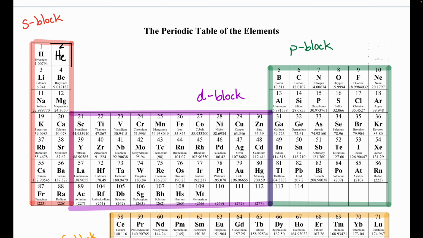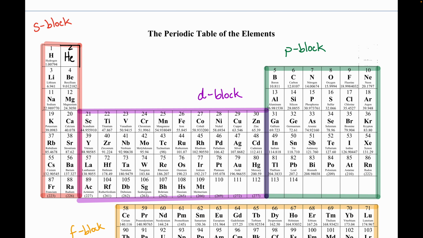All right, so for each block, I'm going to skip the F block just for saving time here, but I'm going to number my columns, 1, 2 for the S block. Starting over again, I'm going to count 1, 2, 3, 4, 5, 6 for the P block. And then starting with our D block, again starting over at 1, 1, 2, 3, 4, 5, 6, 7, 8, 9, 10.